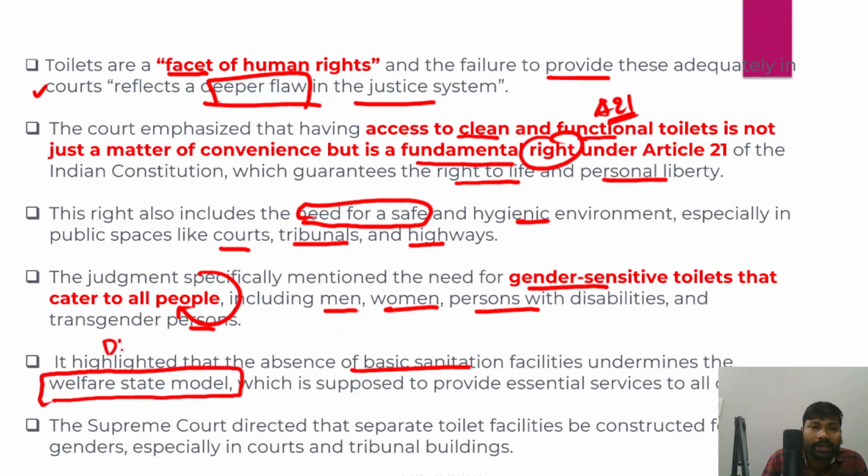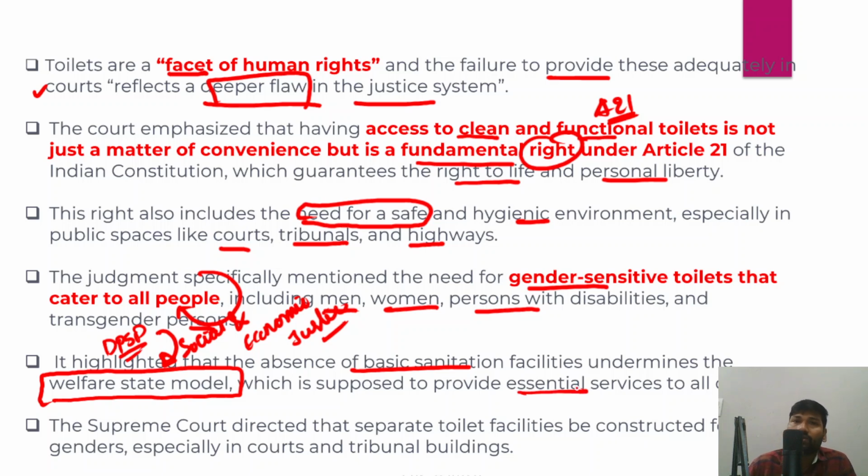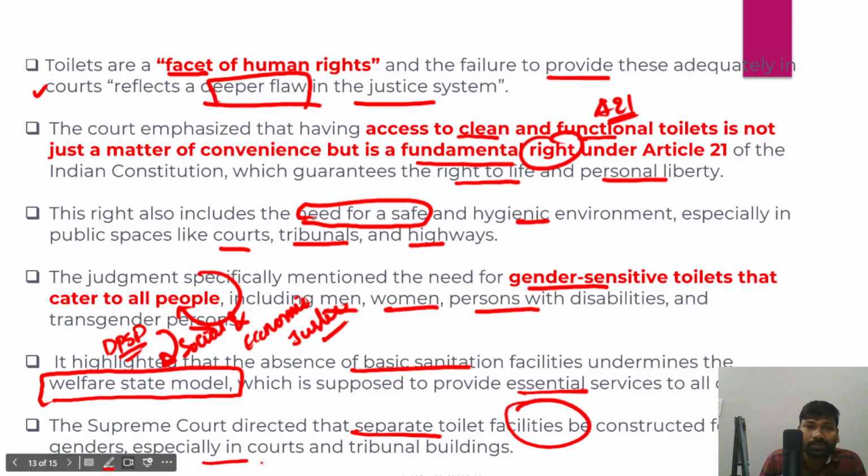So we all knew that the directive principles of state policy talked about the welfare state, right? The directive principles of state policy's objective is social and economic justice. Social and economic justice is the objective of the welfare state model. So that's supposed to provide essential services to almost all citizens irrespective of any discrimination. Therefore the Supreme Court has rightly directed that separate toilet facilities be constructed for all genders, especially in courts and even tribunal buildings as well.